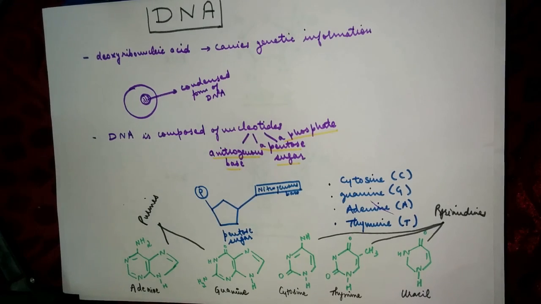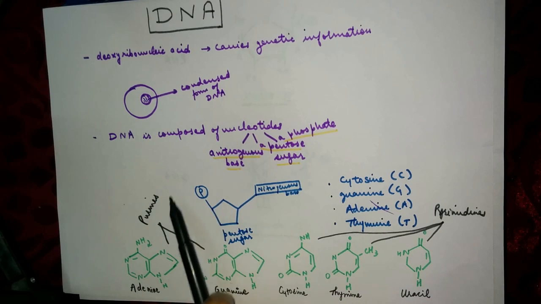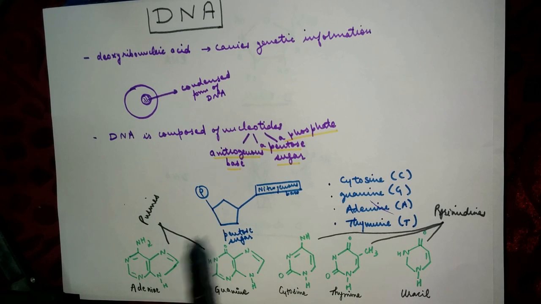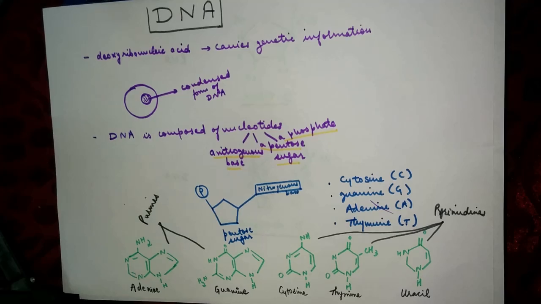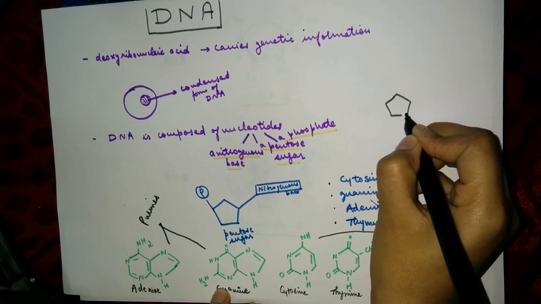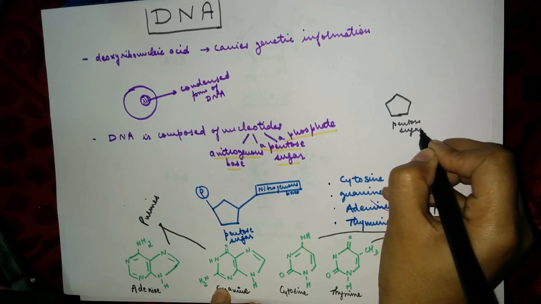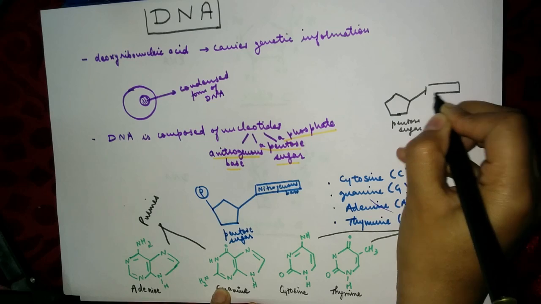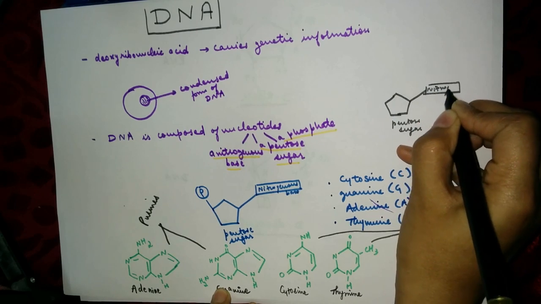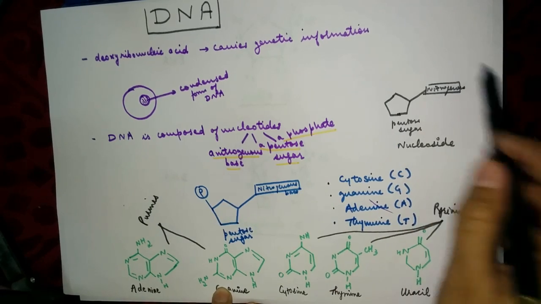Also, as we have studied here, a nucleotide consists of three components: the phosphate, the pentose sugar, and the nitrogenous base. However, a nucleotide without a phosphate group is called a nucleoside. So a nucleoside would be something like this, having a pentose sugar and along with it a nitrogenous base. Remember that a nucleoside does not consist of a phosphate moiety.